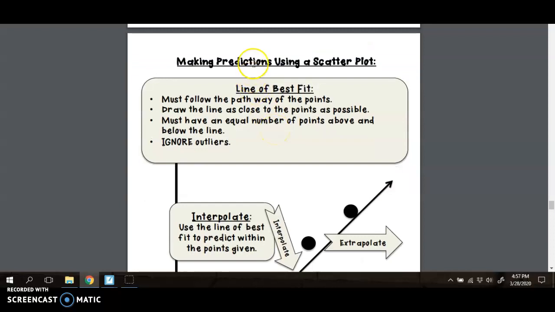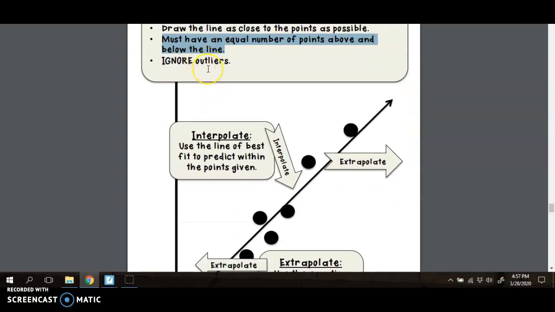You will also need to make predictions and be able to create a line of best fit for your graph. So when you create the line of best fit, it must follow the pathway of the points. Draw the line as close to the points as possible. Must have an equal number of points above and below the line. So that's a lot of what I've been talking about, is making sure that you have an equal number of points above as well as an equal number of points below. And then ignore your outliers. So don't worry about those outliers when you're creating your line of best fit, okay?